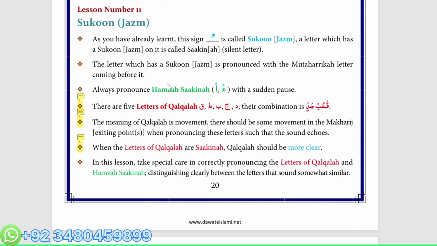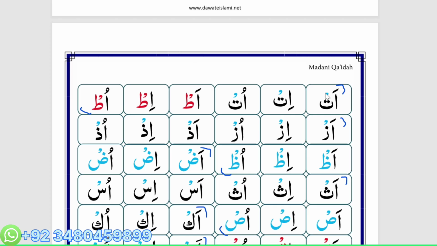Next point is the letter which has a sukoon jazm is pronounced with the mutaharrika letter coming before it. A letter which has a sukoon on it will be pronounced with the mutaharrika letter coming before it. For example, this ta sakina will be pronounced by combining it with the previous letter. For example, hamza, ta, zabar, at in this way. Okay.